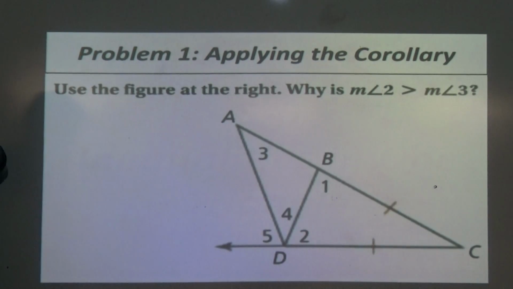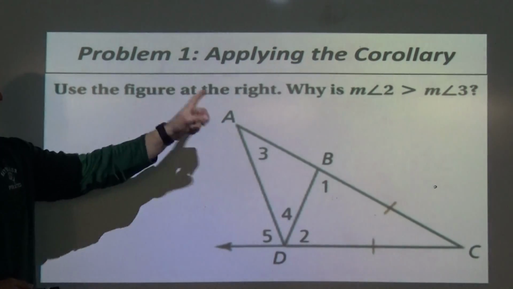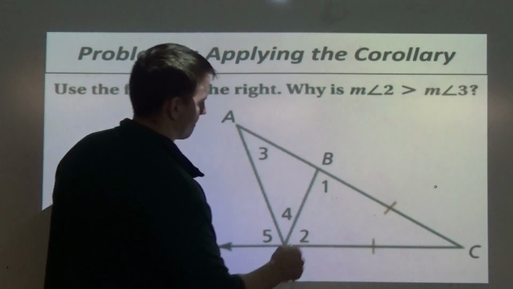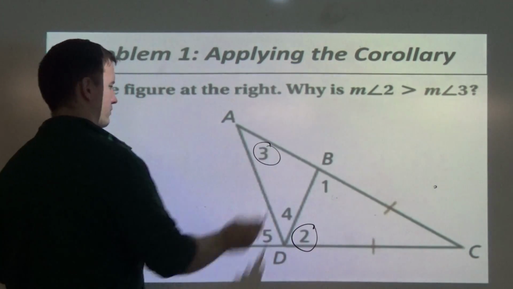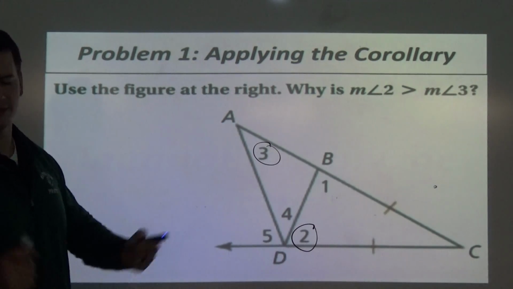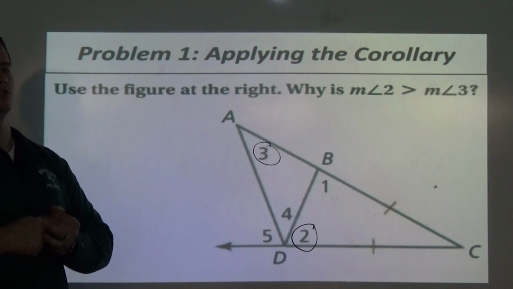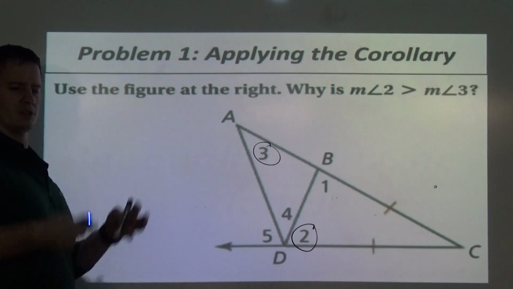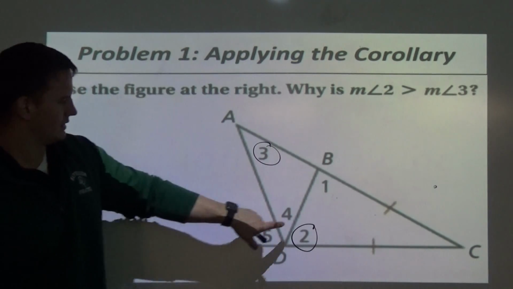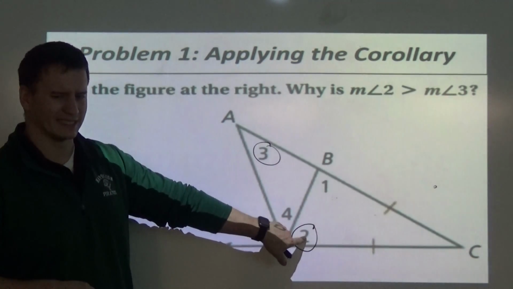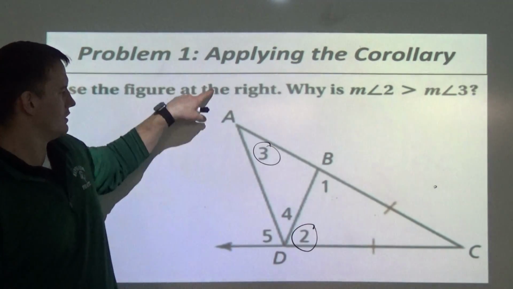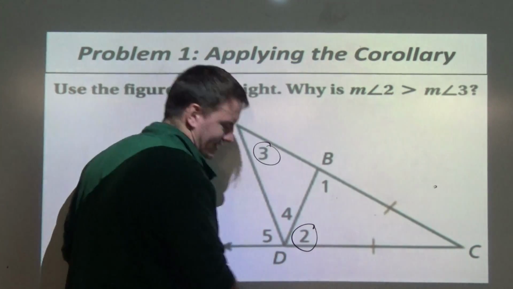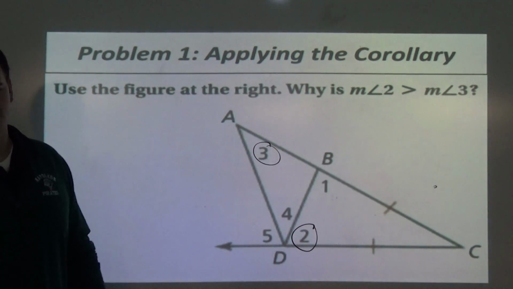All right, use the figure at the right. Why is angle 2 larger than angle 3? The measure of angle 2, which is right here, larger than the measure of angle 3. Well, they're not related by that exterior angle theorem I just told you about. I said we're going to be using it today, and now, first example, it doesn't look like we're going to use it. Don't make the mistake that this is an exterior angle to this triangle right here. The exterior angle would be this line extended, so it's not. But how can I still use that?